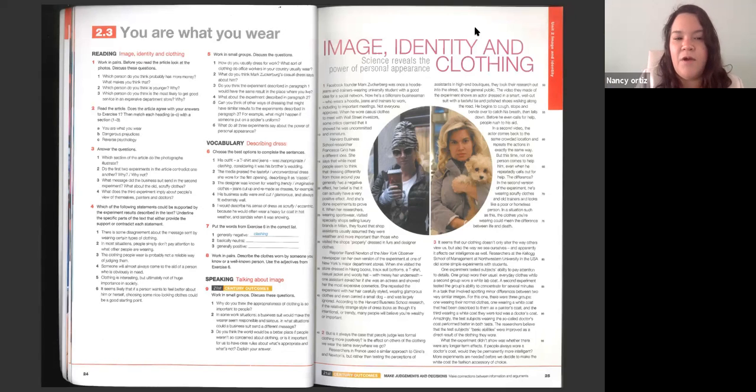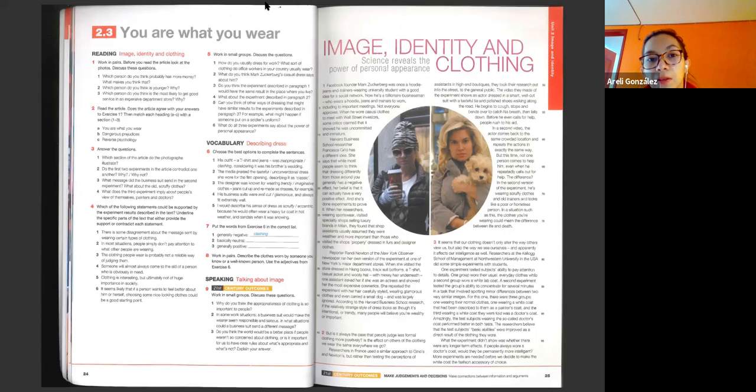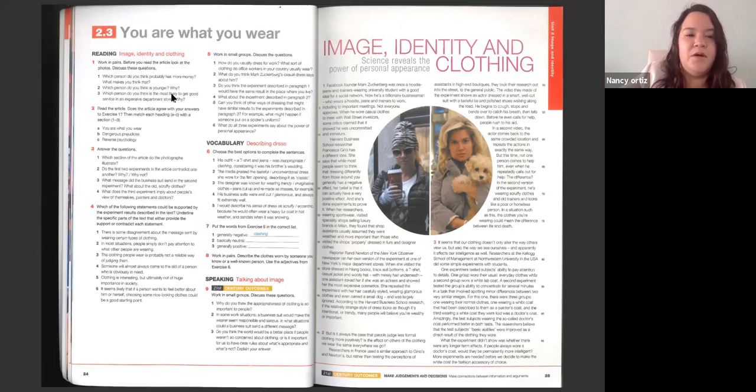It says, answer the question. Which section of the article do the photographs illustrate? Again, remember it's divided in 3 sections, okay? The main picture, which section does it illustrate? The first one. Section 1. Okay, section 1, correct. Number 2, do the first 2 experiments in the article contradict one another?